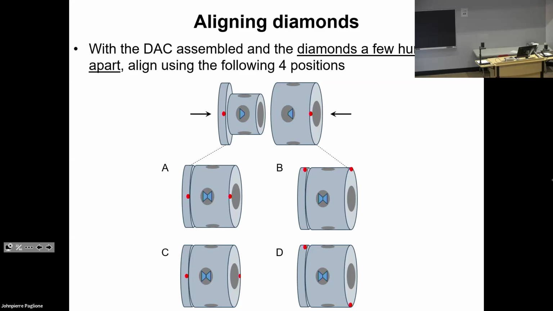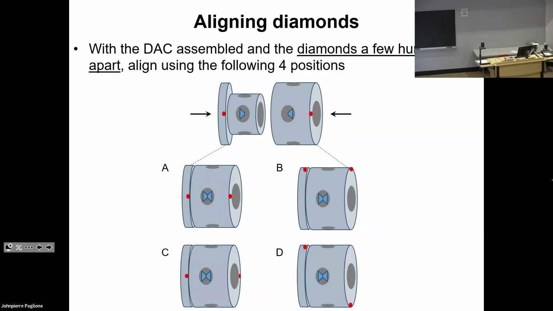So if this is our home position, it's then nice to be able to compare that home position to one in which we've turned both parts of the diamond anvil cell 90 degrees. So that's looking from X and Y axes, if you want to think of it that way. Then in C here, we're back to the original position for our piston, but we've turned our cylinder 180 degrees. And likewise here for D, our piston is in the same position as B, but our cylinder is turned 180 degrees. So these four positions allow you to determine the alignment and the rotation axes of these diamonds.